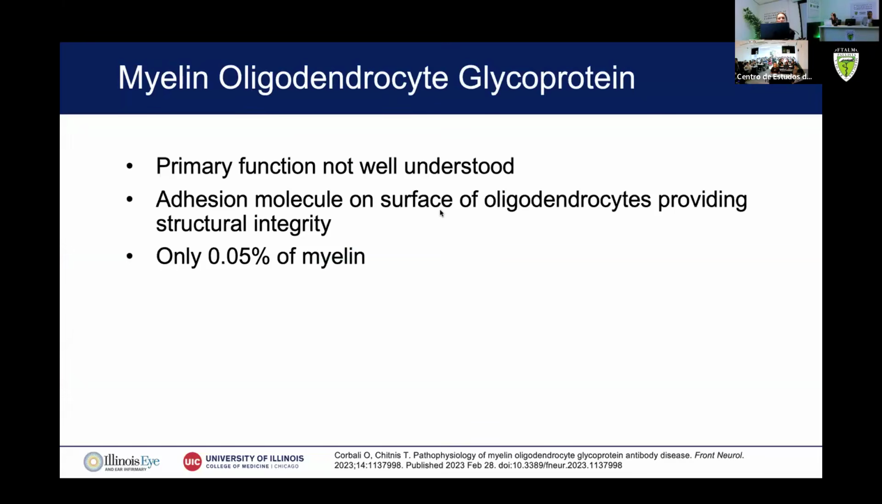So myelin oligodendrocyte glycoprotein's primary function is not well understood. It acts as an adhesion molecule on the surface of oligodendrocytes and gives structural integrity. It only makes up about 0.05% of myelin, but is found in many other animals. So there's thought to be some biologic importance that we just don't fully understand yet.